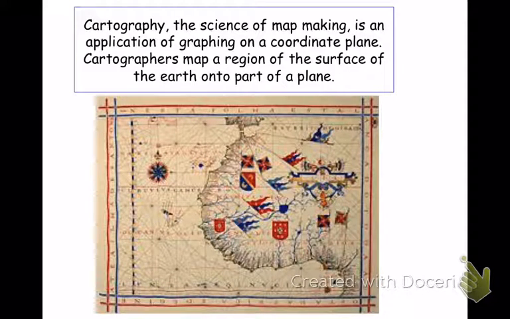We also use it in cartography, the science of map making. Again, it's an application of graphing on a coordinate plane. Cartographers map a region of the surface of the Earth onto a plane, which sometimes distorts the image, but for the most part, it works out for us.